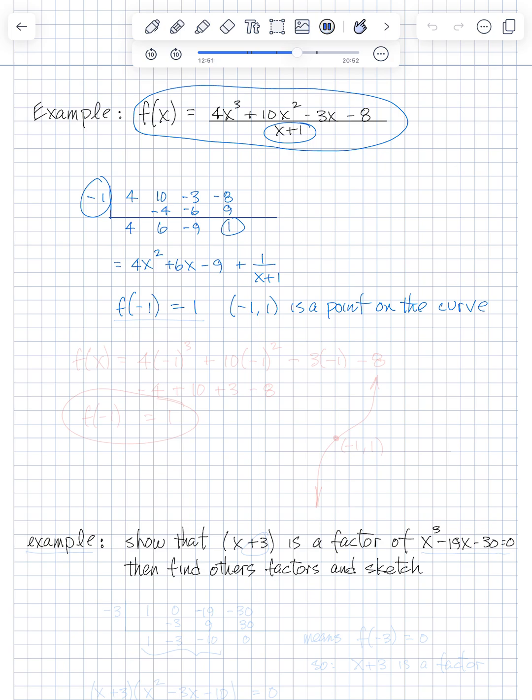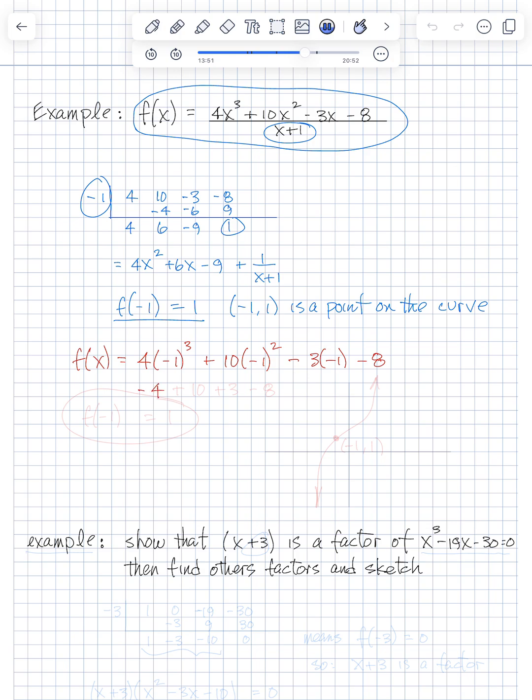So let's confirm that. We want to confirm that f of negative 1 is equal to 1 for the original function. So let's just plug it in. We have f of x is equal to 4x cubed, or 4 times negative 1 cubed, plus 10 times negative 1 squared, minus 3 times negative 1, minus 8. Well, hopefully, let's see what this turns out to be. Well, negative 1 cubed is negative 1, so this is negative 4.